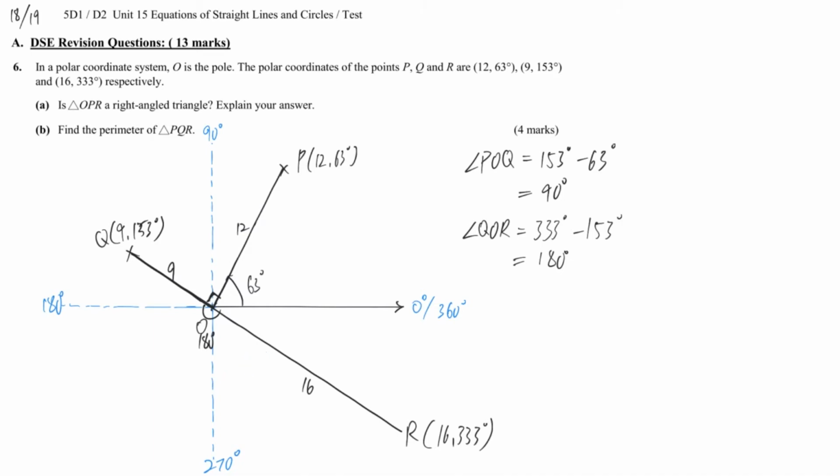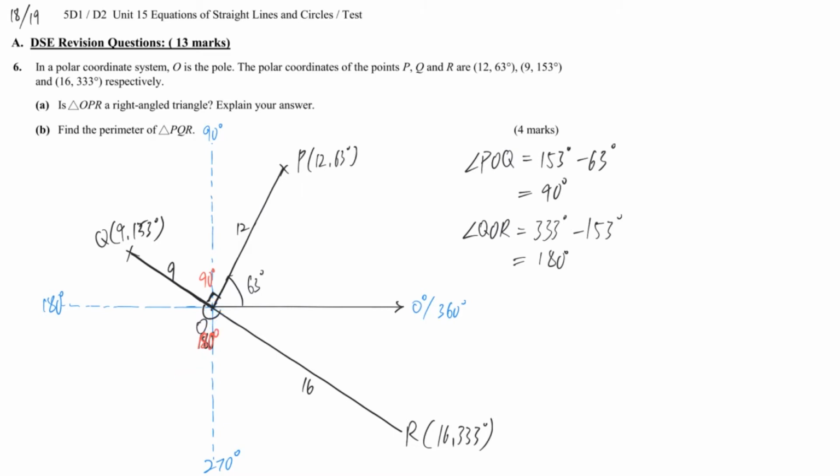Now we can focus on what it's asking. They are asking about OPR. We are talking about this triangle. Is that a right angle triangle? There are several methods that you can use to prove that angle POR is equal to 90 degrees. For example, you just find out this is 90 degrees, and you find out that another angle is a straight angle, 180 degrees.